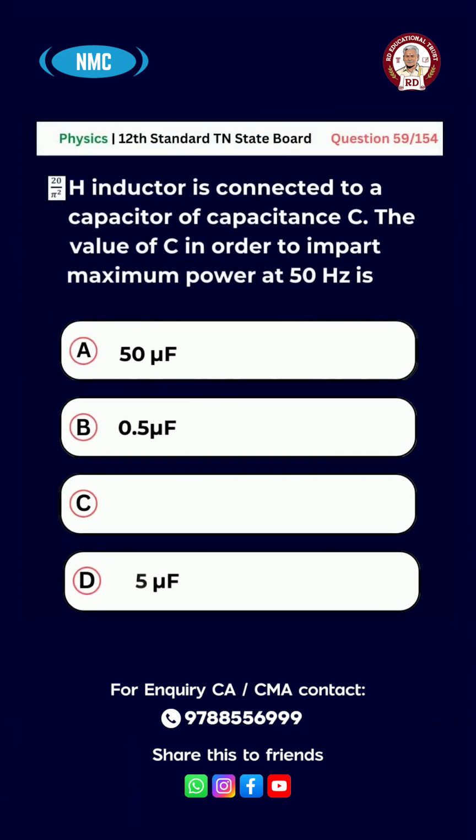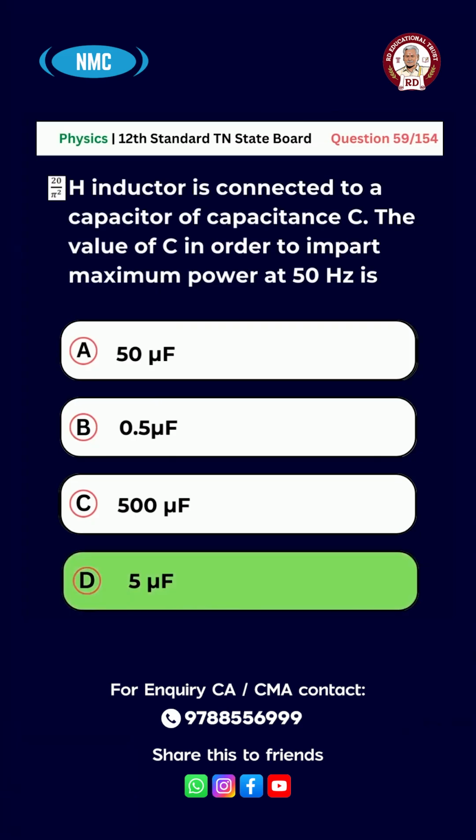Question number 59. A 20 by pi square H inductor is connected to a capacitor of capacitance C. The value of C in order to impart maximum power at 50 Hz is option A 50 μF, B 0.5 μF, C 500 μF, D 5 μF. The right answer is option D 5 μF.